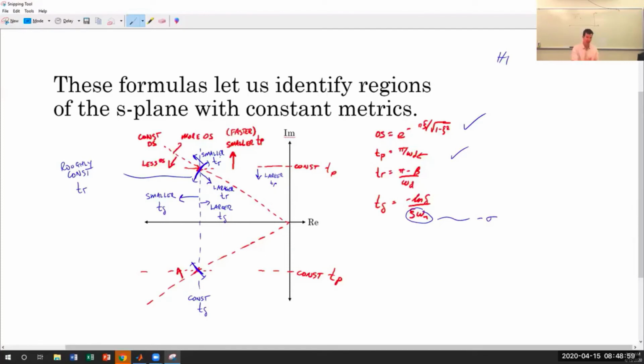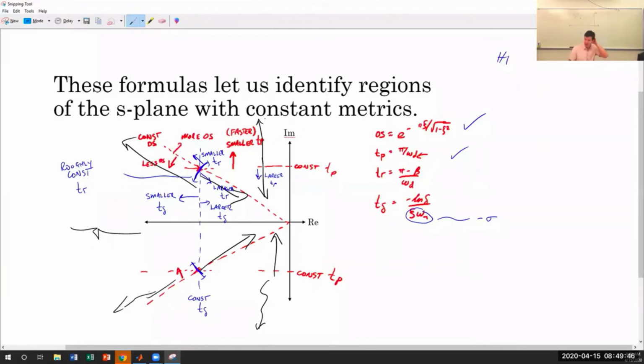So that logic train goes, write the step response in terms of zeta and omega n, derive the metrics in terms of zeta and omega n, use the geometric interpretation of zeta and omega n to create the figure we have on the screen now. And the biggest takeaway that I would like you to have from this is that all of the time metrics, that is peak time, rise time, settling time, they all get larger as we move this way. They all get smaller as we move away from the origin.